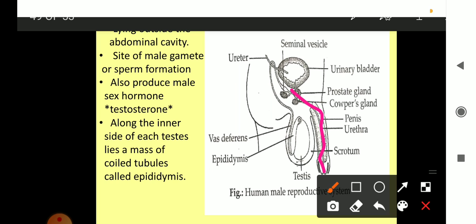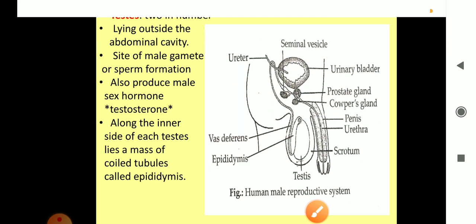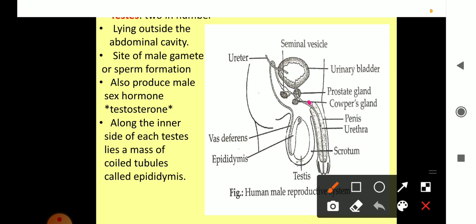The ejaculatory ducts of the two sides lead into the urethra, and the junction of the two remains surrounded by the prostate gland. You can see this prostate gland. And next is urethra. This portion which starts from here is called urethra. It is about 20 centimeter long tube and arises from the urinary bladder.